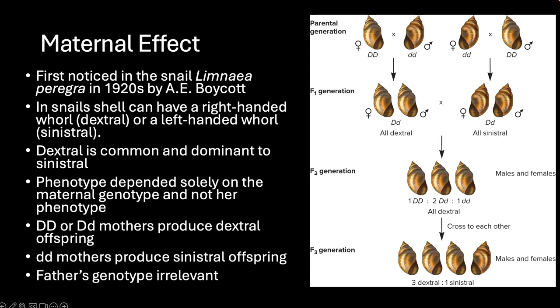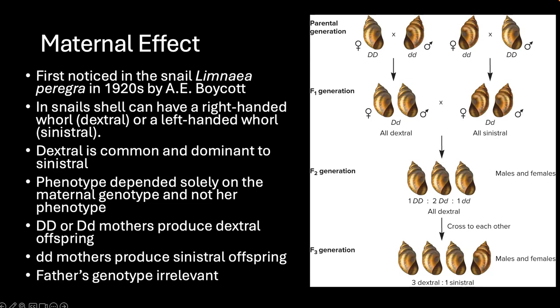Let's look at this figure here to see what happens. In the parental generation, we see 2 different crosses that result in the same genotypes in F1. However, in one the female is homozygous dominant, and we see all dextral offspring. When the female is homozygous recessive, we see all sinistral offspring. This is despite the fact that the offspring are in all cases heterozygotes and thus have the dextral genotype.